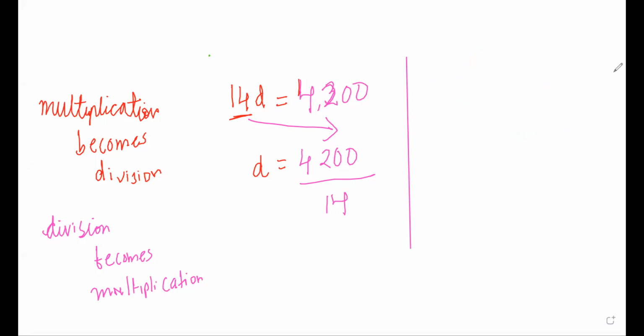Of course, I need to simplify. 4,200 divided by 14. Let us do 14 times 2, 28, no, 14 times 1. So it will be 8, 280. So let us do 14 times, am I wrong?